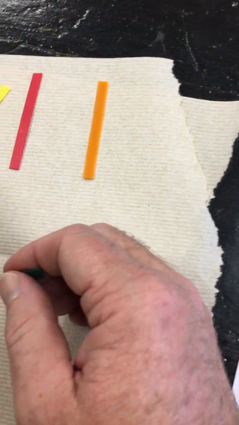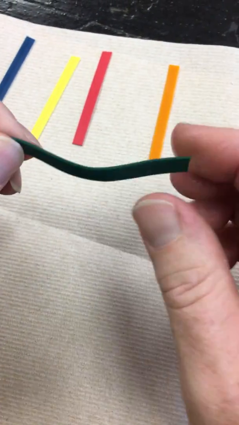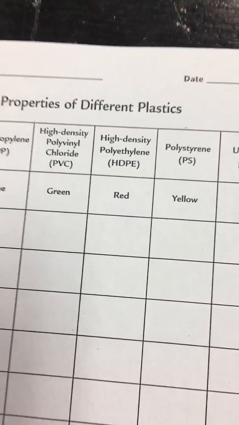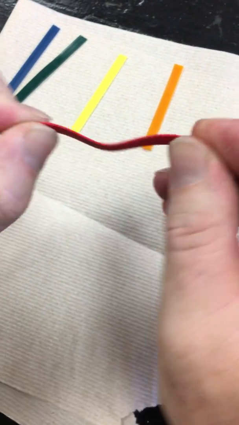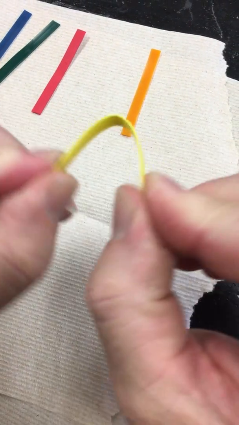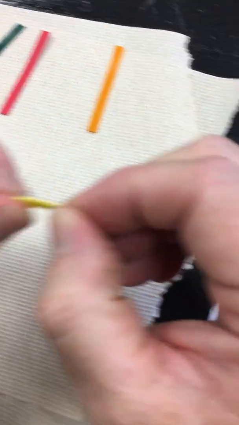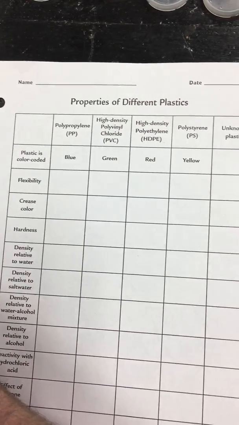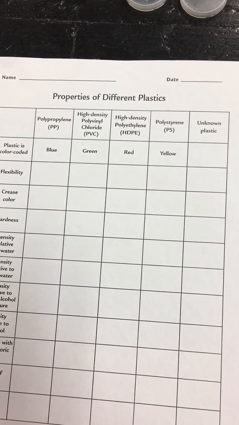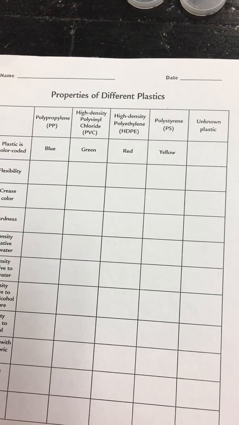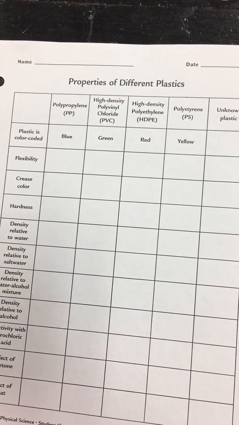Our next piece is our green piece. Okay, so we're going to flex that. Next, we're going to have our red piece. Okay, so flexibility back and forth. And next is our yellow piece. Okay, so please record what you think, which one is the least flexible as a 1, most flexible as a 4.